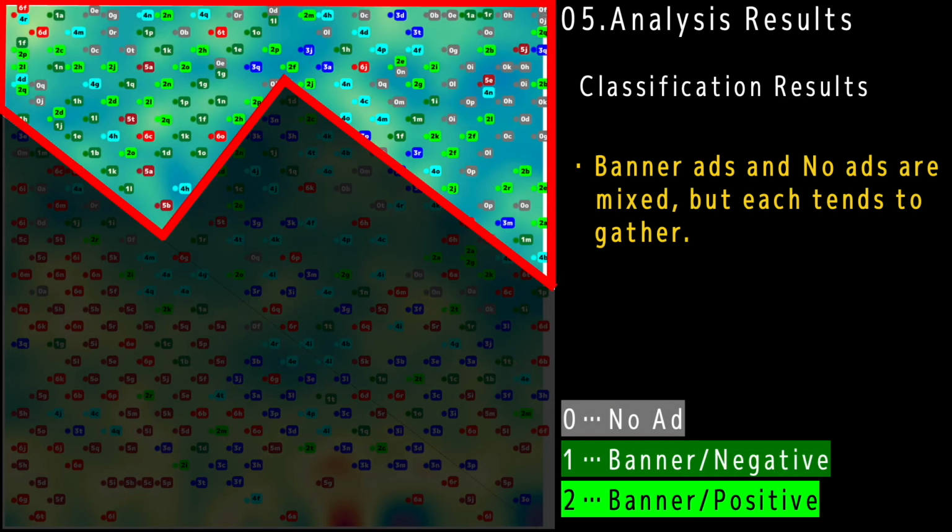Finally, please pay attention to the top of the screen. There is a mix of greenish and gray, i.e. banner ads and no ads. Their features tend to be close and not clearly separable. However, this area is the farthest away from click-ignore ads.